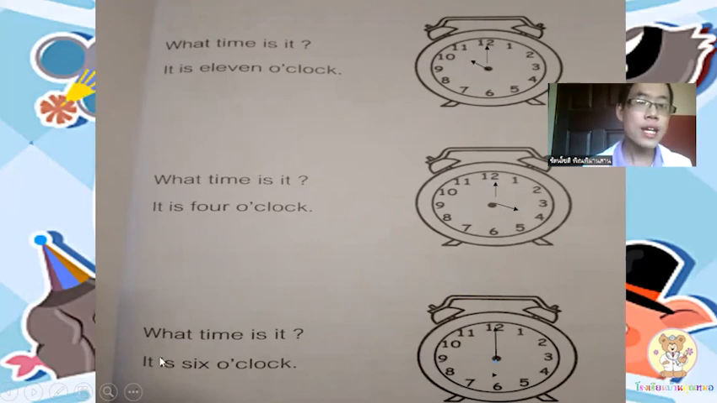And the last picture, what time is it? It is 6 o'clock. So you need to draw a shorthand pointing at number 6, and you need to draw the longhand pointing at number 12. Because right now it is 6 o'clock.